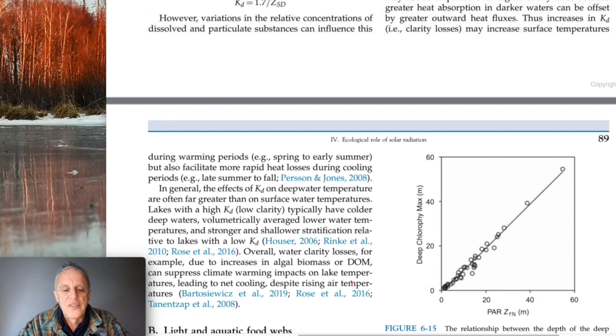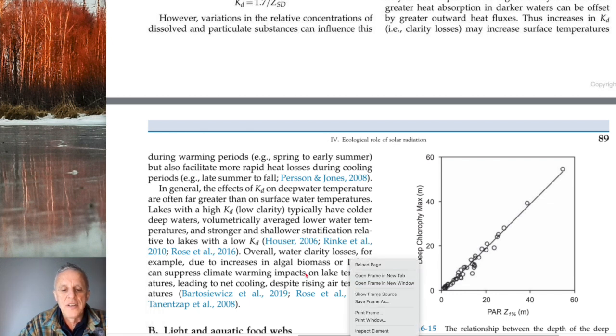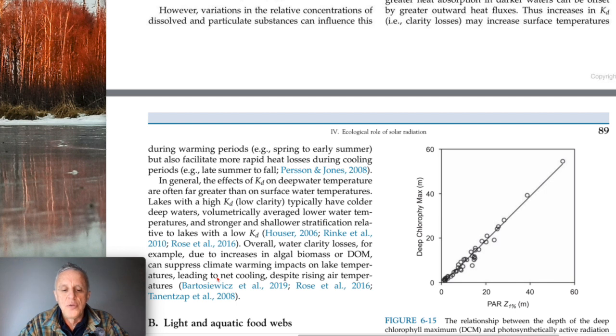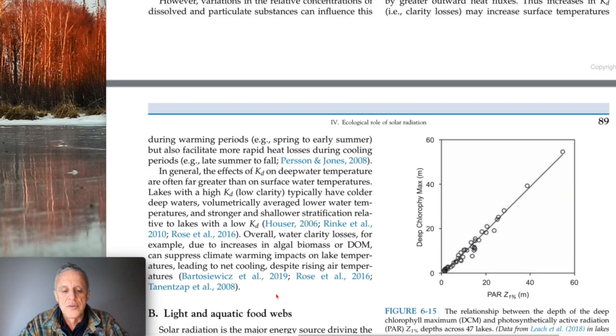In general, the effects of KD on deep water temperature are often far greater than on surface water temperatures. Lakes with a higher KD, low clarity, typically have colder deep waters, volumetrically average lower water temperatures, and stronger and shallower stratification relative to lakes with a low KD. Overall water clarity losses, for example due to increases in algal biomass or DOM, can suppress climate warming impacts on lake temperatures, leading to net cooling despite rising air temperatures.